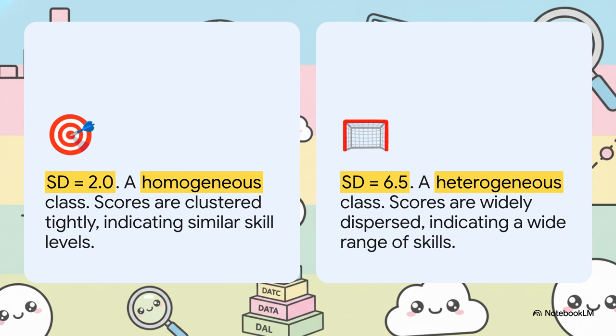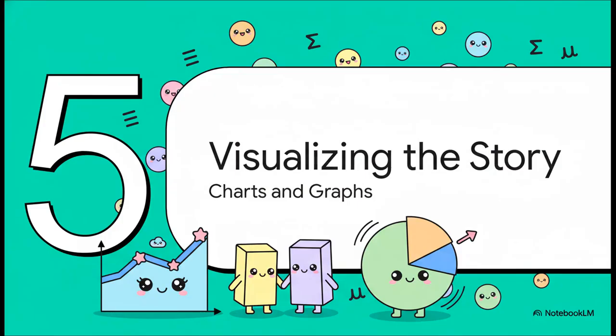Class A has a tiny SD of 2.0. That tells you the students are all at a very similar skill level. They're a homogeneous group. Now look at Class B. It has a huge SD of 6.5. This class is totally different. It's heterogeneous, with students from all across the skill spectrum. See? The SD tells you a critical story that the average completely misses, and it changes how you'd approach teaching each class.